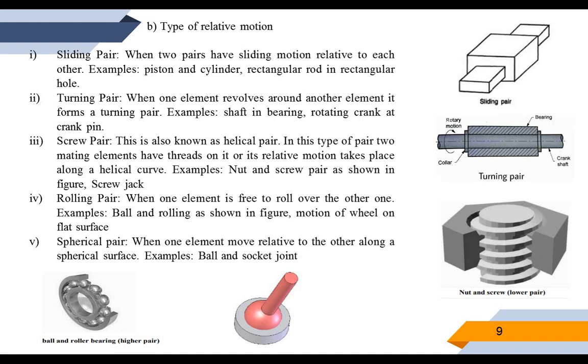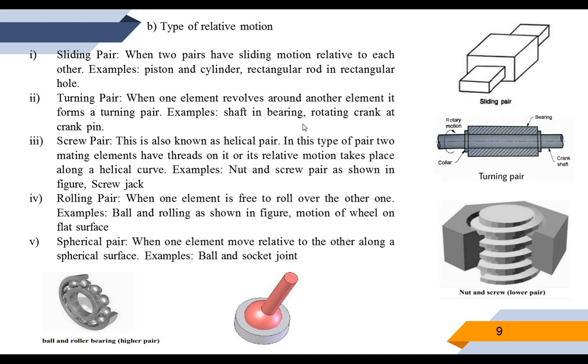What happens in turning pair? When one element revolves around another element, it forms a turning pair. That means one element revolves around the other element, that forms a turning pair.